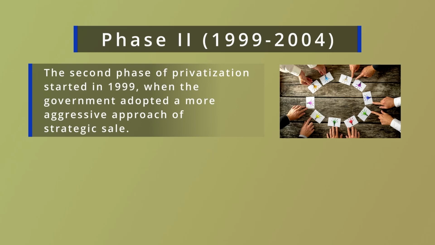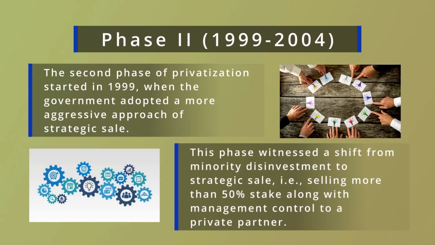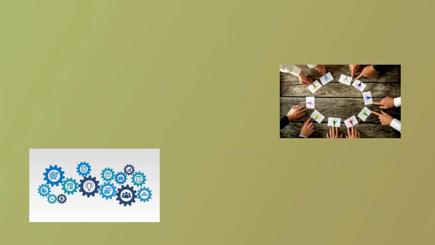Side by side, the strategic sale also involves the sale of the public sector enterprises to a strategic partner who is effective, or who will be effective, to run the public sector enterprises by using his expertise in this particular sector. And this phase witnessed a shift from minority investment to strategic sale, that is, selling more than 50% share along with management control to the private partner. And this was done mainly for loss-making or non-strategic public sector enterprises such as hotels, airlines and telecom companies.